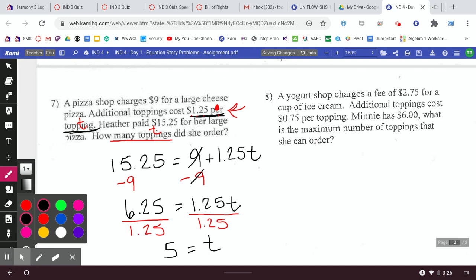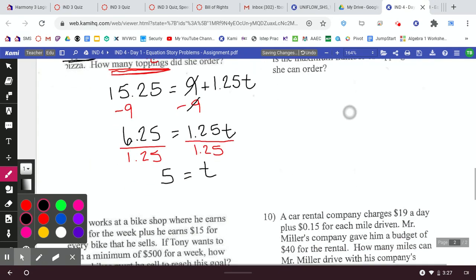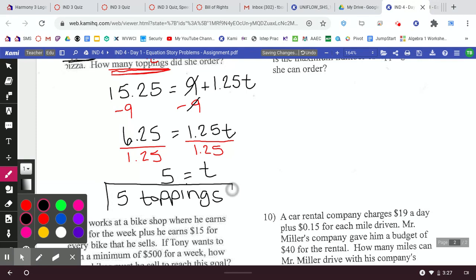Now, again, it's a story problem. And what was the question? The question was how many toppings? So the answer needs to be, let me scroll up a little bit. The answer needs to be 5 toppings. Okay, with story problems, you don't ever want to just leave it T equals 5, because with story problems, you have to have an answer to the story.